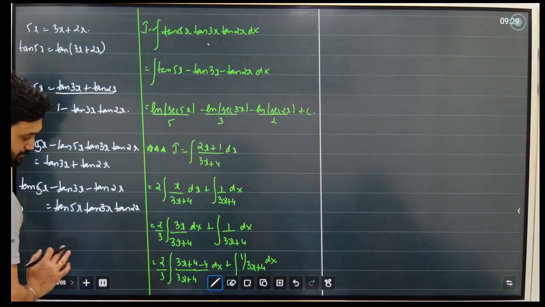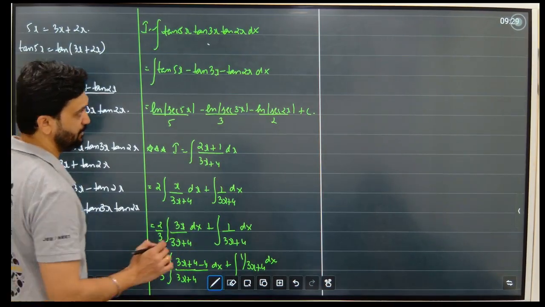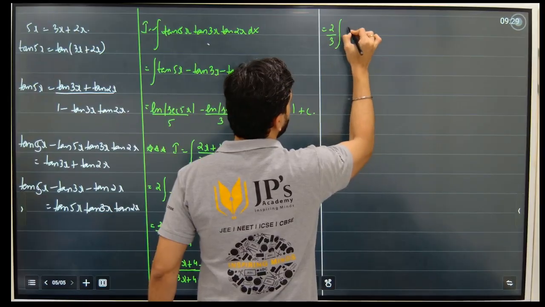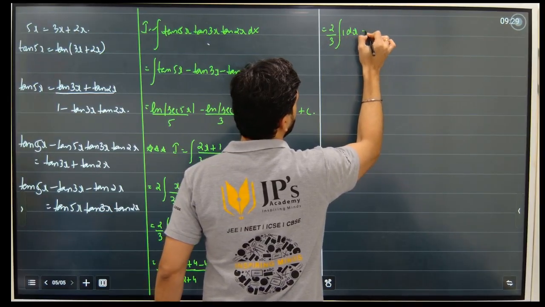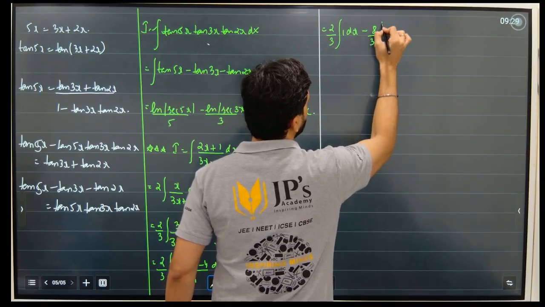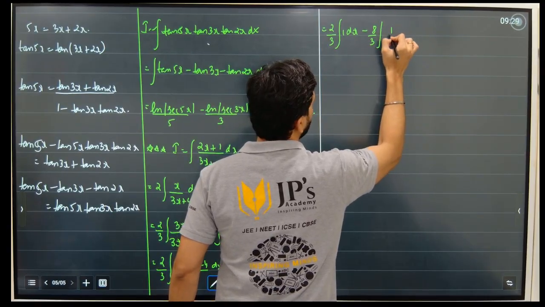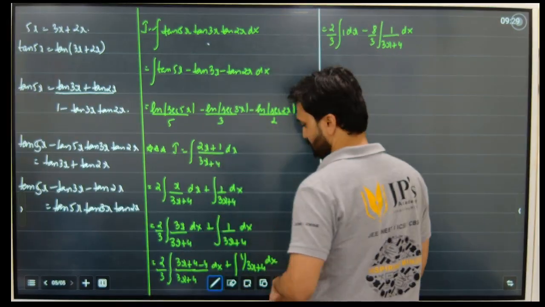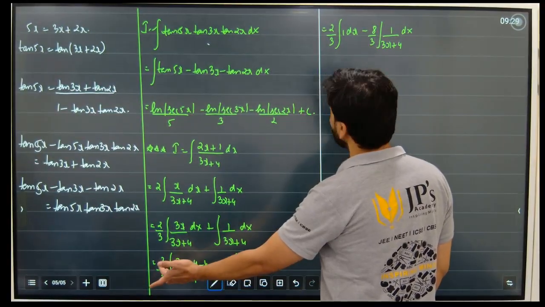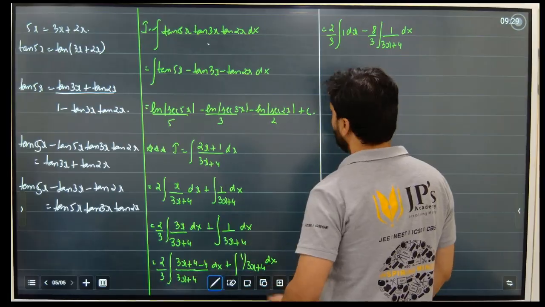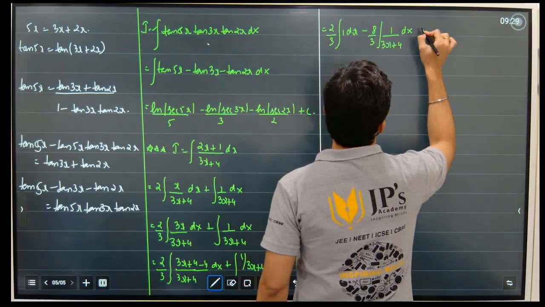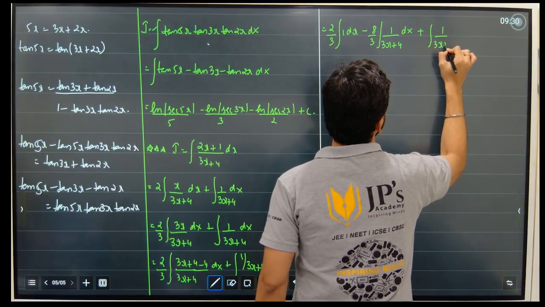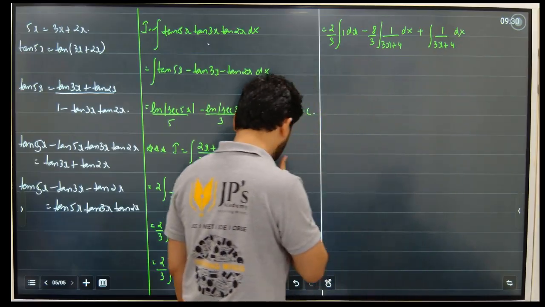Now if I split it, guys, see the first part will become like this: 2 by 3 integration 1 dx minus 8 by 3 integration 1 upon 3x plus 4 dx, because minus 4 times 2 becomes minus 8 by 3 upon this, plus integration 1 upon 3x plus 4 dx.